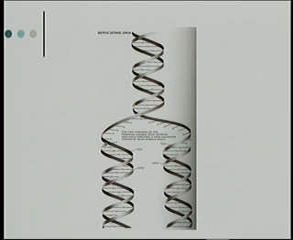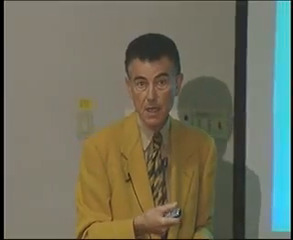This is what happens when the DNA replicates. The two strands unwind, and then each one of them serves as a negative template to synthesize a new strand.